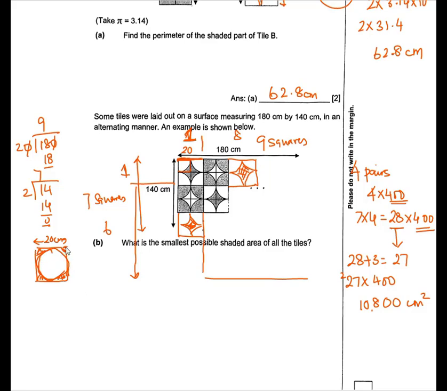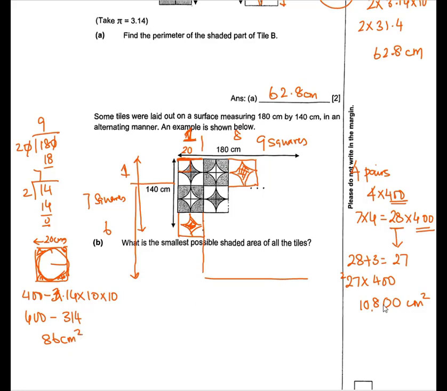So basically, this shaded portion is actually this portion here. So I find the area of the square, which is 20 times 20, which is 400, minus the area of the circle. The area of the circle will be pi r squared. So pi, which is 3.14, times radius 10, 10 times 10. So that is 400 minus 314, which is actually 86 cm square.